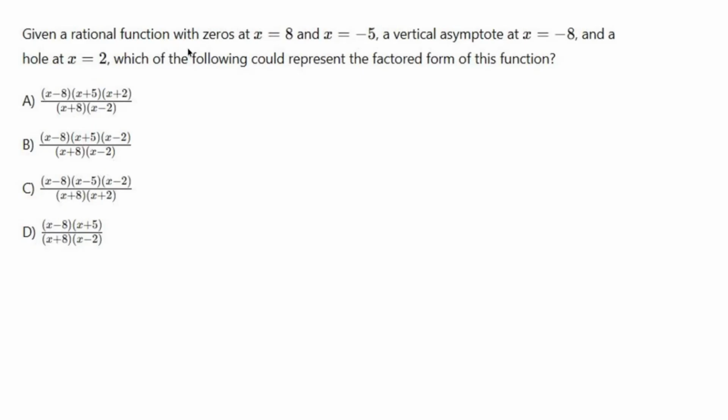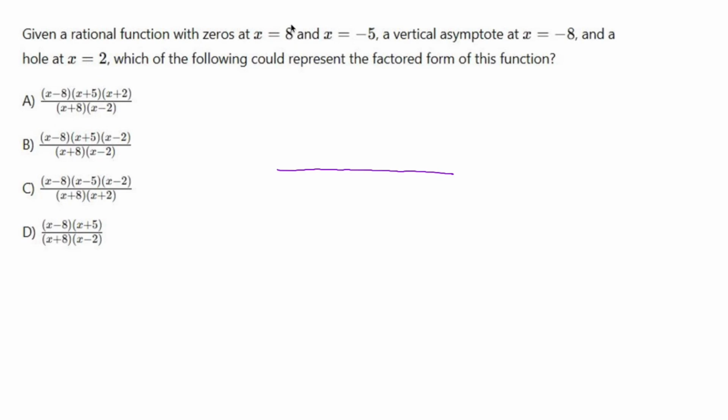Given a rational function with zeros at x equals 8 and x equals negative 5, a vertical asymptote at x equals negative 8, and a hole at 2, which of the following could represent the factored form of this function? All right, so let's build ourselves what we have.